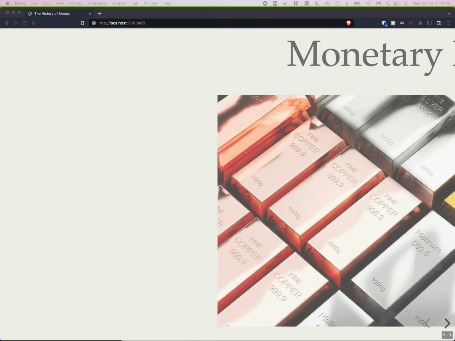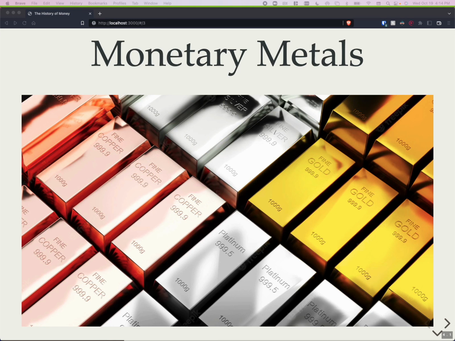Moving on to monetary metals. Eventually we got to just metal in general, which beats all forms of primitive money.